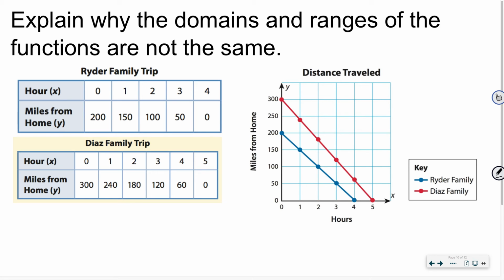Yeah, and if you look at the table, you can see the exact speed that they're traveling. How fast is the Diaz family driving per hour? 60. And how fast is the Ryder family driving? 50. Absolutely. So the Ryder family, yes, they're closer to home. They're going 50 miles an hour. They're still getting there sooner because even though the Diaz family is driving faster, they're farther away.